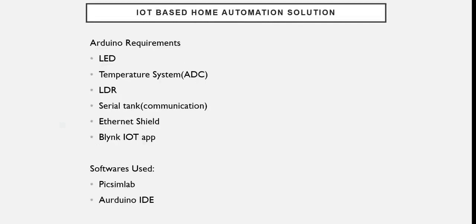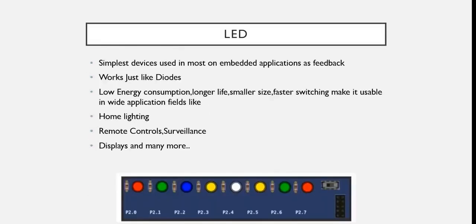Next we come to our IoT internship project. It is nothing but an IoT based home automation solution. In this project, the requirements are LED, temperature sensor or ADC, LDR sensors, serial tank for serial communication, Ethernet shield to communicate the Arduino with the serial tank, and the Blynk mobile application, the Blynk IoT app. And we use the software Proteus Lab and Arduino IDE. We use Proteus Lab because we are not using the hardware. Instead of hardware, we are using the Arduino as software.